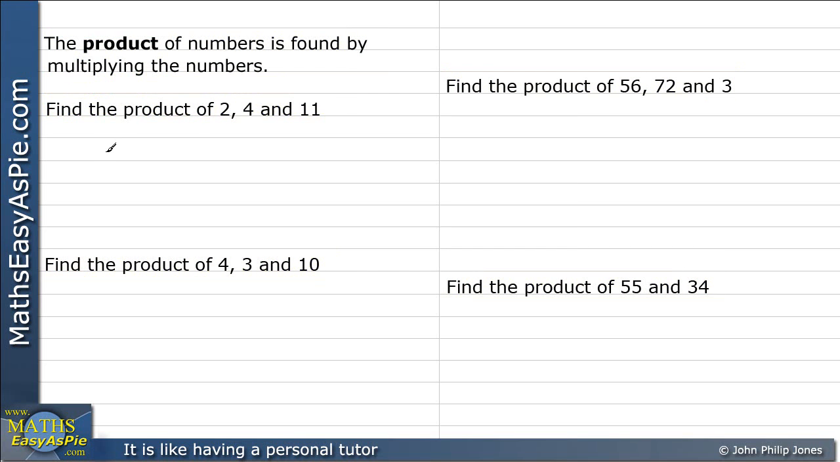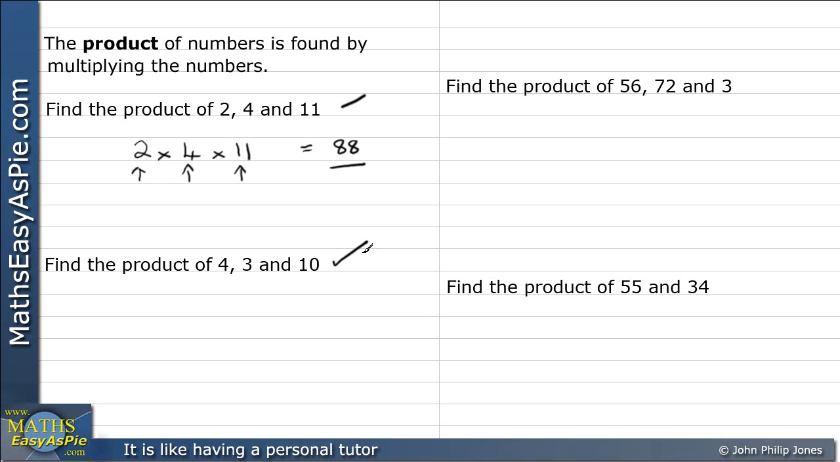Let's do them in turn. We'll start up here with this one, which is asking us to find the product of 2, 4 and 11. Now it's quite simple. All we do, we take the 2 and we say let's multiply that by 4 and then let's multiply by 11. So if we take this one stage at a time, 2 times 4 is 8 and 8 times 11 is 88. So we can say that the product of 2, 4 and 11 is in fact 88.